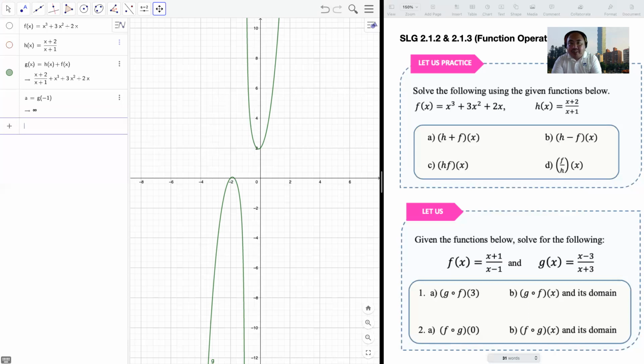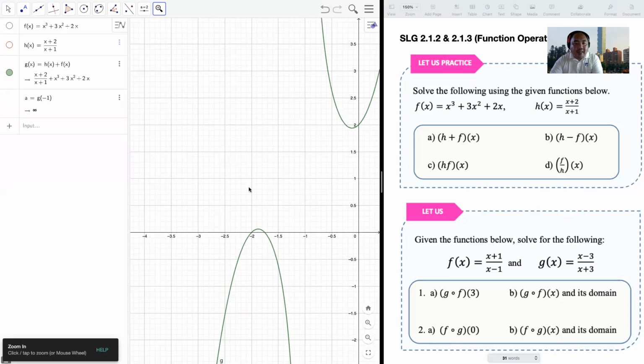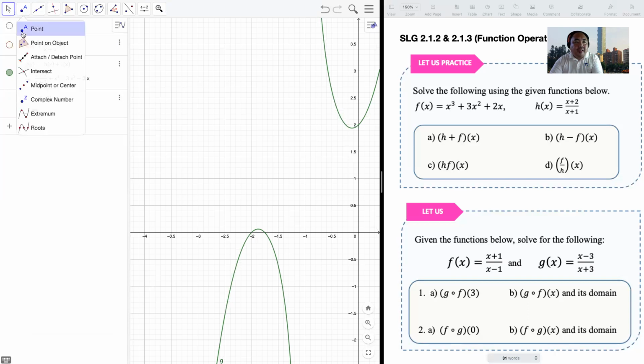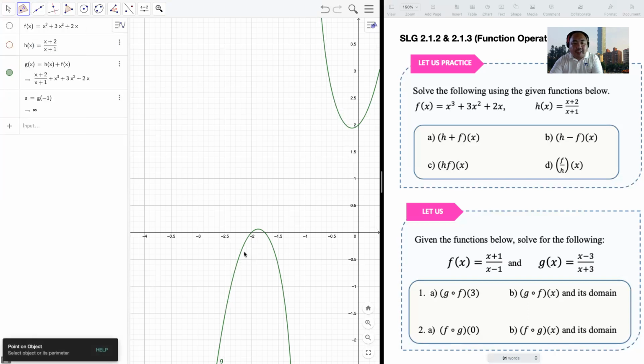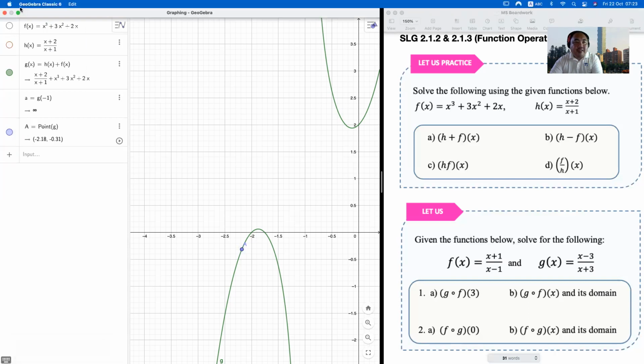But what you will be able to see, however, is that this sum of functions h plus f has a range somewhere between 0 to 2. We are not very sure what that is. Let's zoom this in. All right, so we have a range. We can do tracing. We can put a point on an object here, and then let's do the tracing.